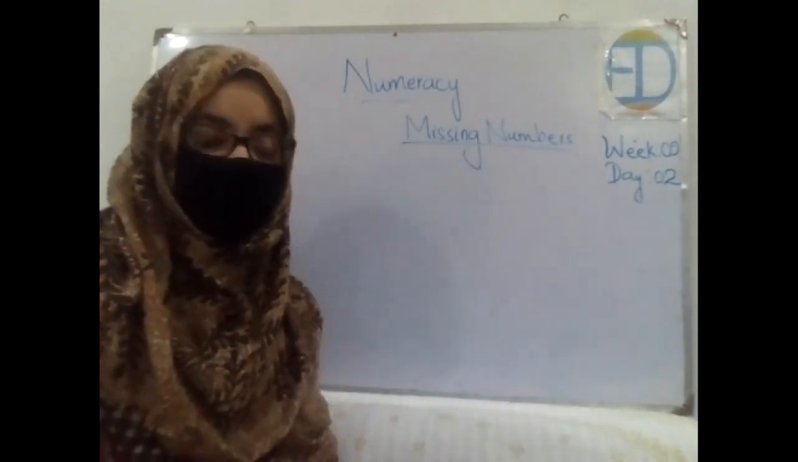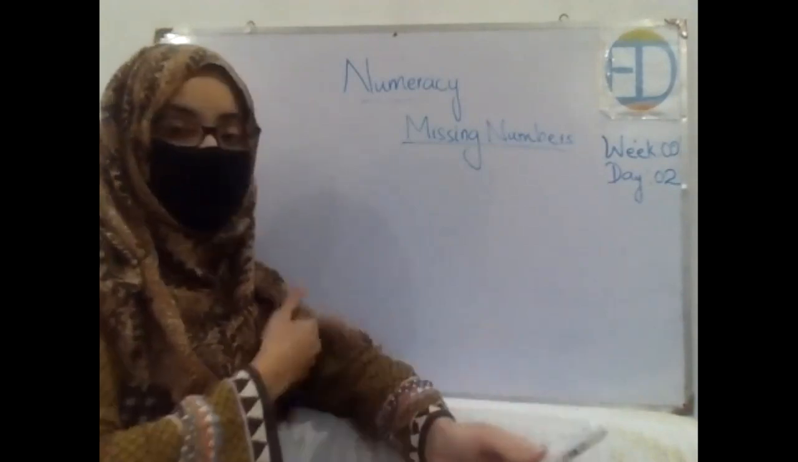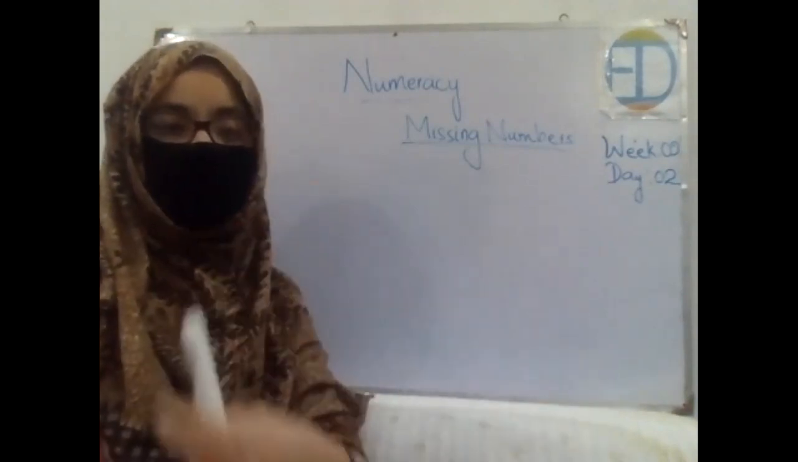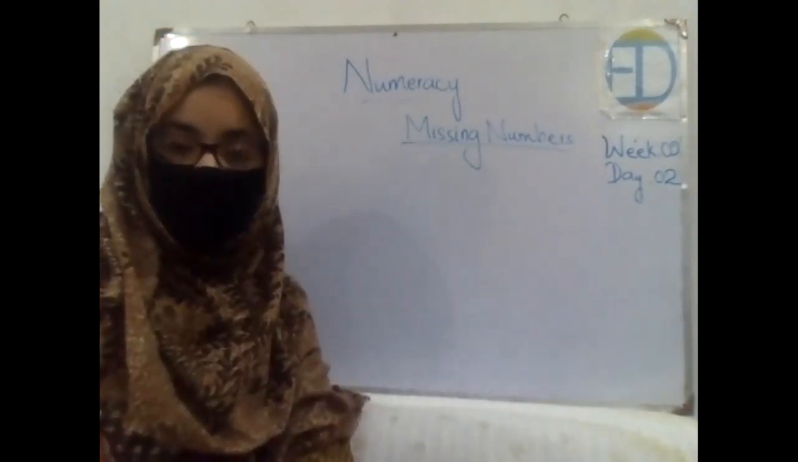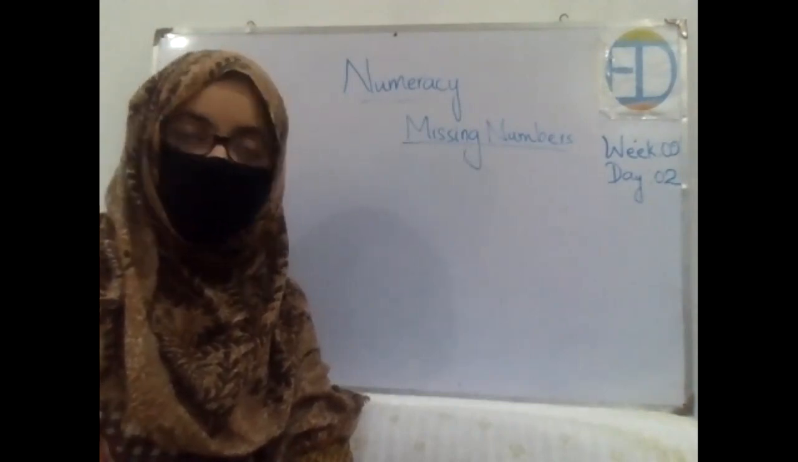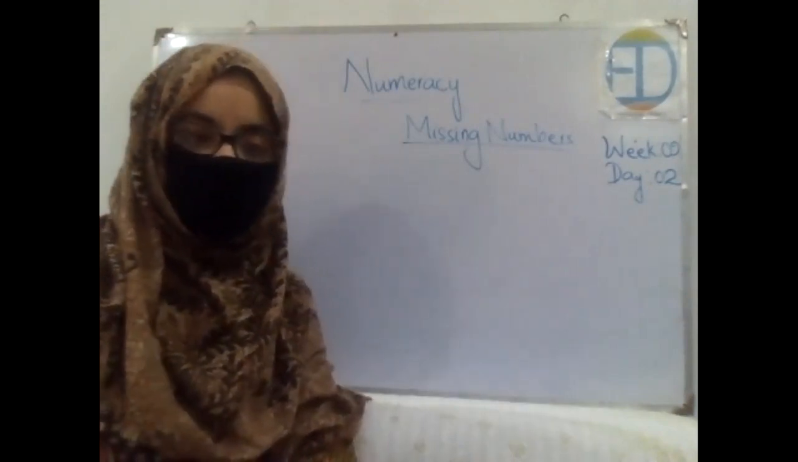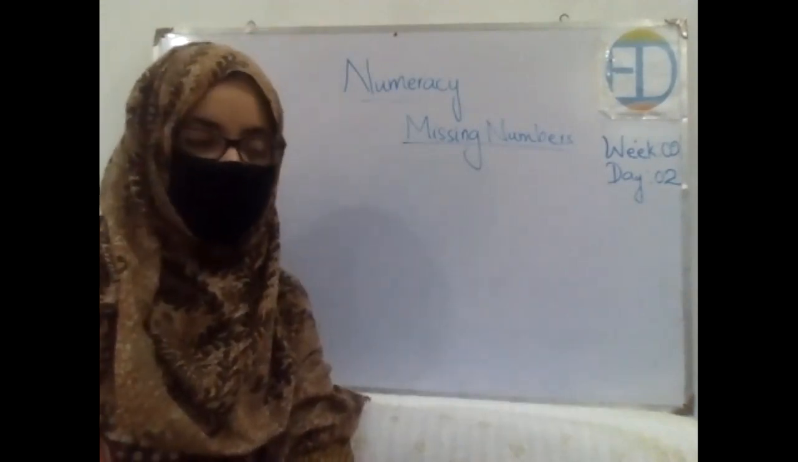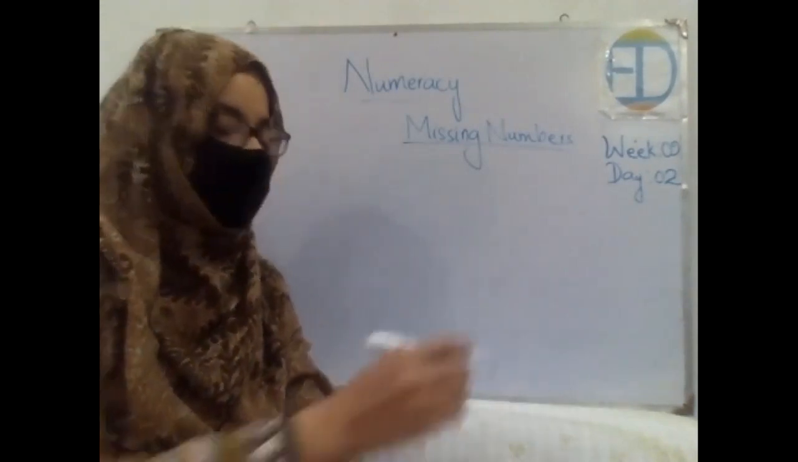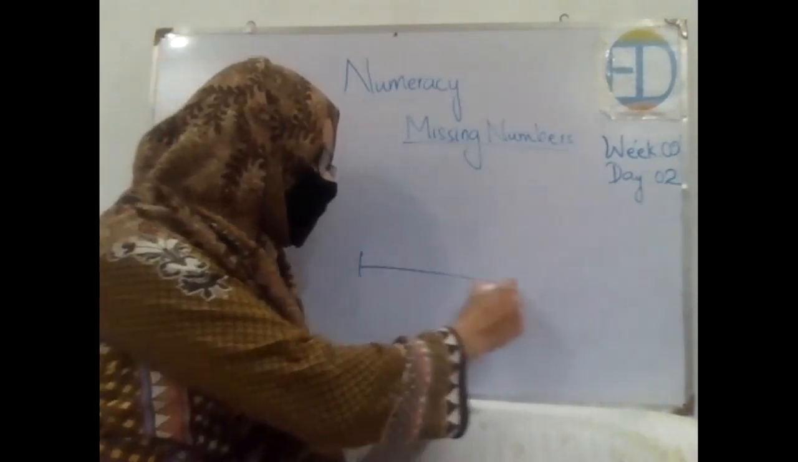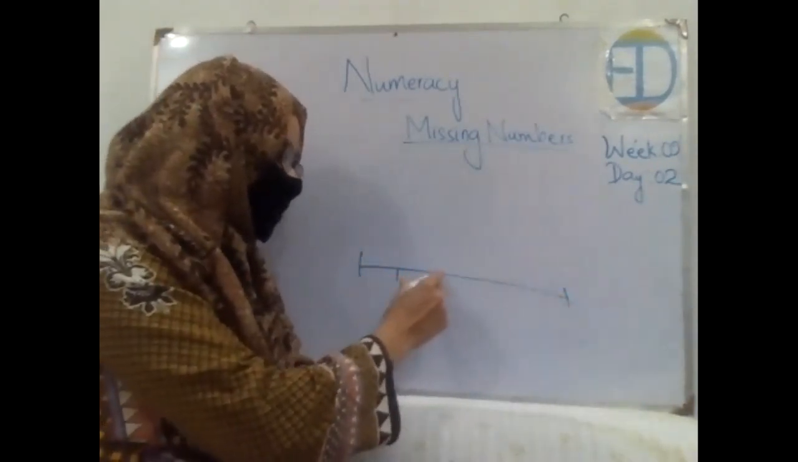Okay, so how many of you know about the multiplication table? No, okay, it's fine. I'll be showing you a table, and then you will find the numbers from that, a number square basically, right? So let's revise how we find the missing numbers by using the number line.